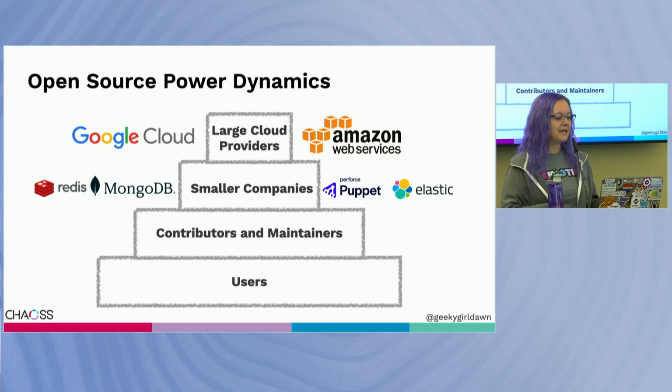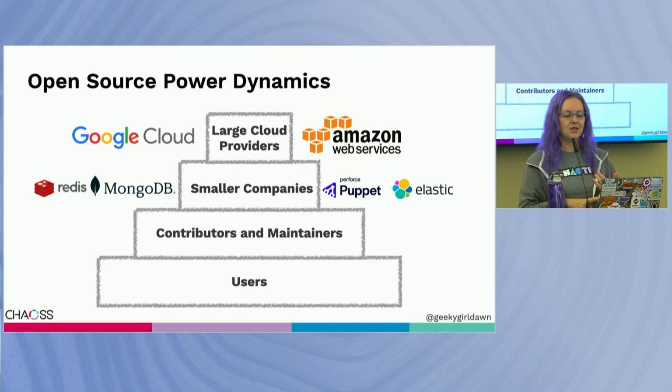And one thing that makes these open source power dynamics a bit fuzzy is that many of these companies and their employees actually fit into multiple of these categories. So it's not cut and dry, right? So for example, cloud providers are also users, contributors, and maintainers of various open source projects. And I'll talk more about this when we talk about the forks.